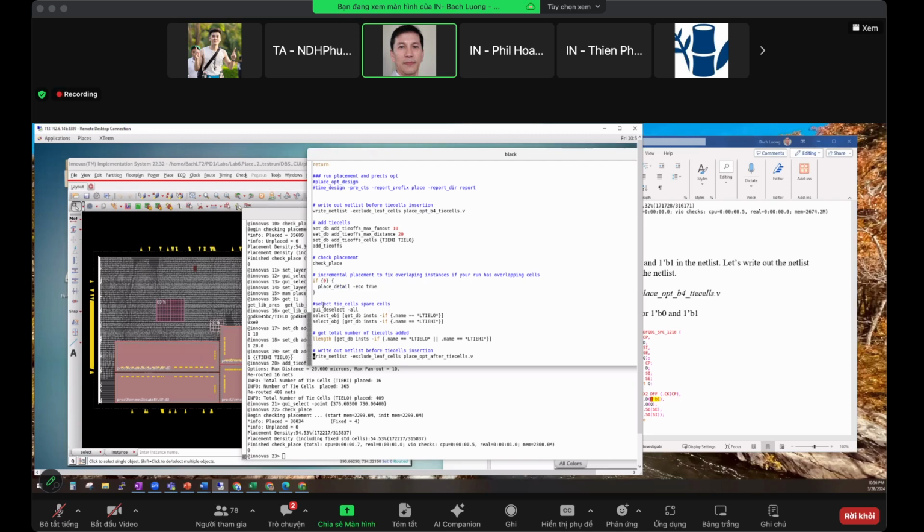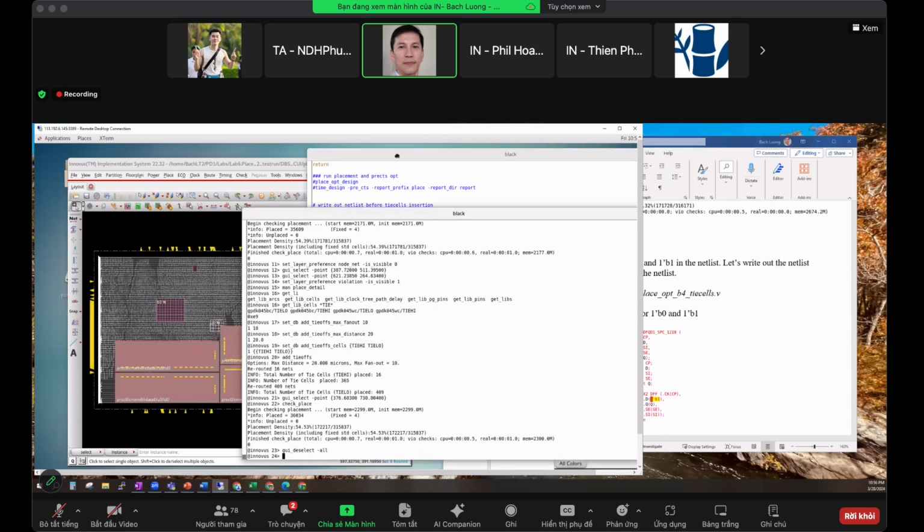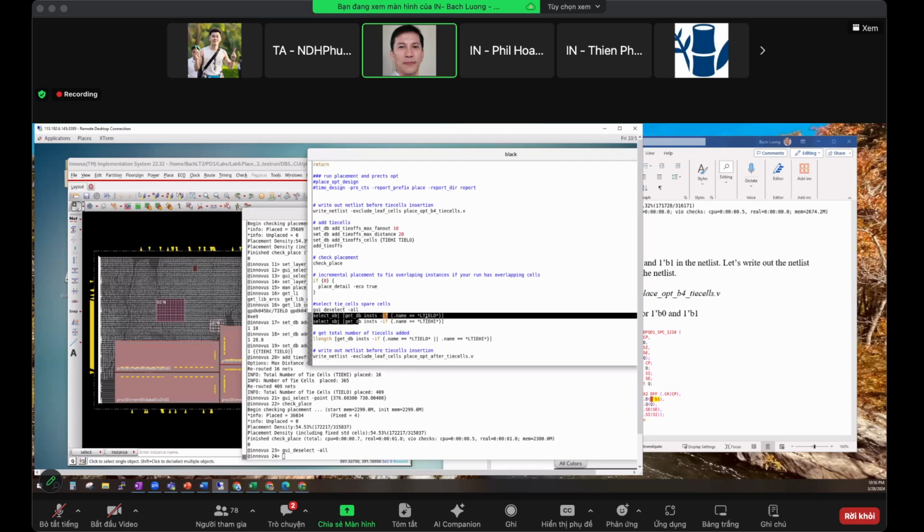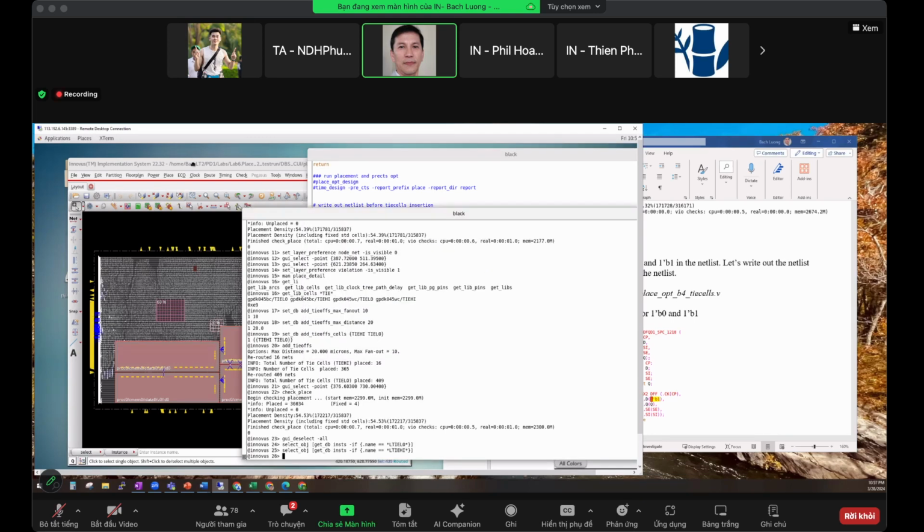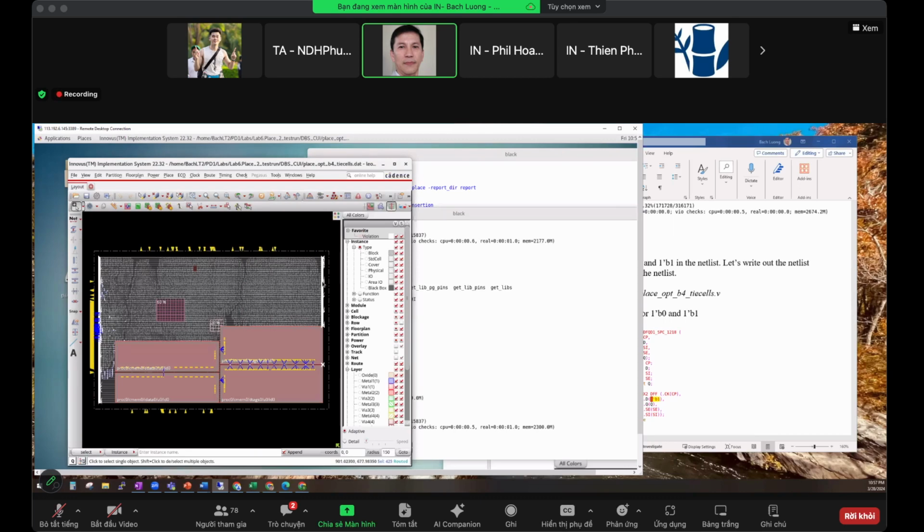Okay, so I want to know where the tie cells are. So let's just select everything, and then select both tie high and tie low. So this is get_db insts if the .name is tie high and tie low. Okay, so it'll get both of them selected for us in the GUI. Okay, I'm gonna go ahead and turn off these false violations on the power grid, the PG. So I'm going to turn that off for now. So you can see the tie cells are here.